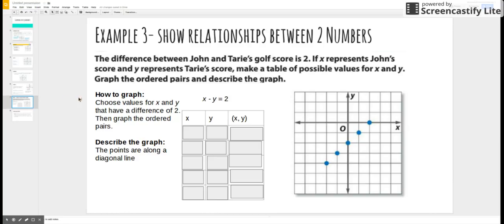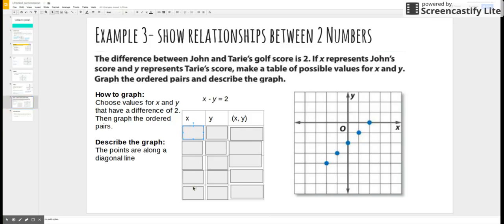All right, example 3. You can show relationships between 2 numbers. The difference between John and Terry's golf score is 2. If X represents John's score and Y represents Terry's score, make a table of possible values for X and Y. Graph the ordered pairs and describe the graph. So the first thing I'm going to do is make up a rule that comes with this word problem. It says the difference between John and Terry's golf score is 2. So we can make X, John, and Y, Terry, so that the difference between the 2 scores is 2.